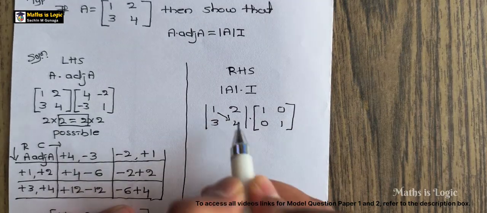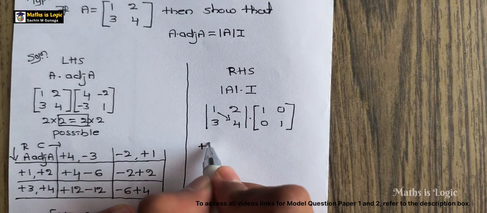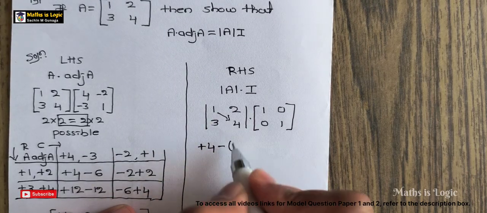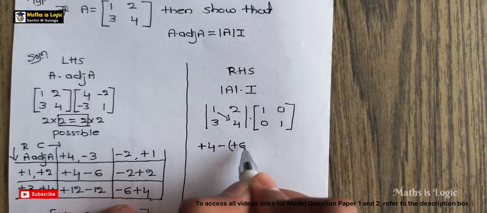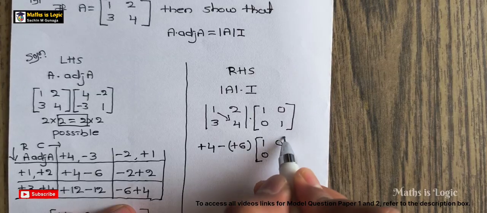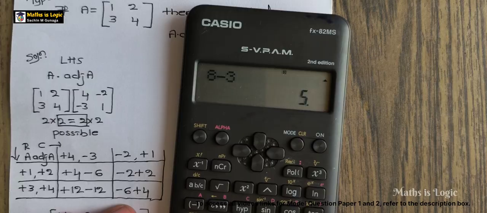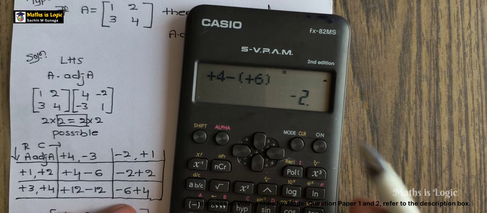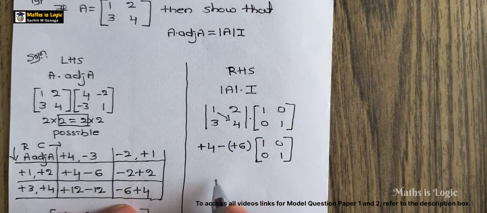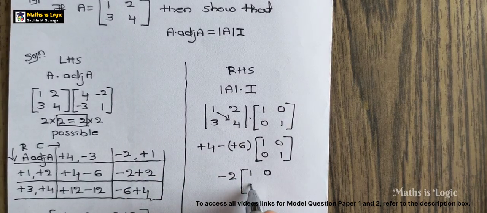Apply the second order determinant rule. Plus into plus is plus, 1 into 4, 4, middle minus sign, plus into plus, plus 3 into 2, 6, into, keep this identity matrix as it is, 1 0 0 1. Next, use the calculator. Plus 4 minus of plus 6, it will show you minus 2. How much? Minus 2. So write minus 2 into identity matrix 1 0 0 1.